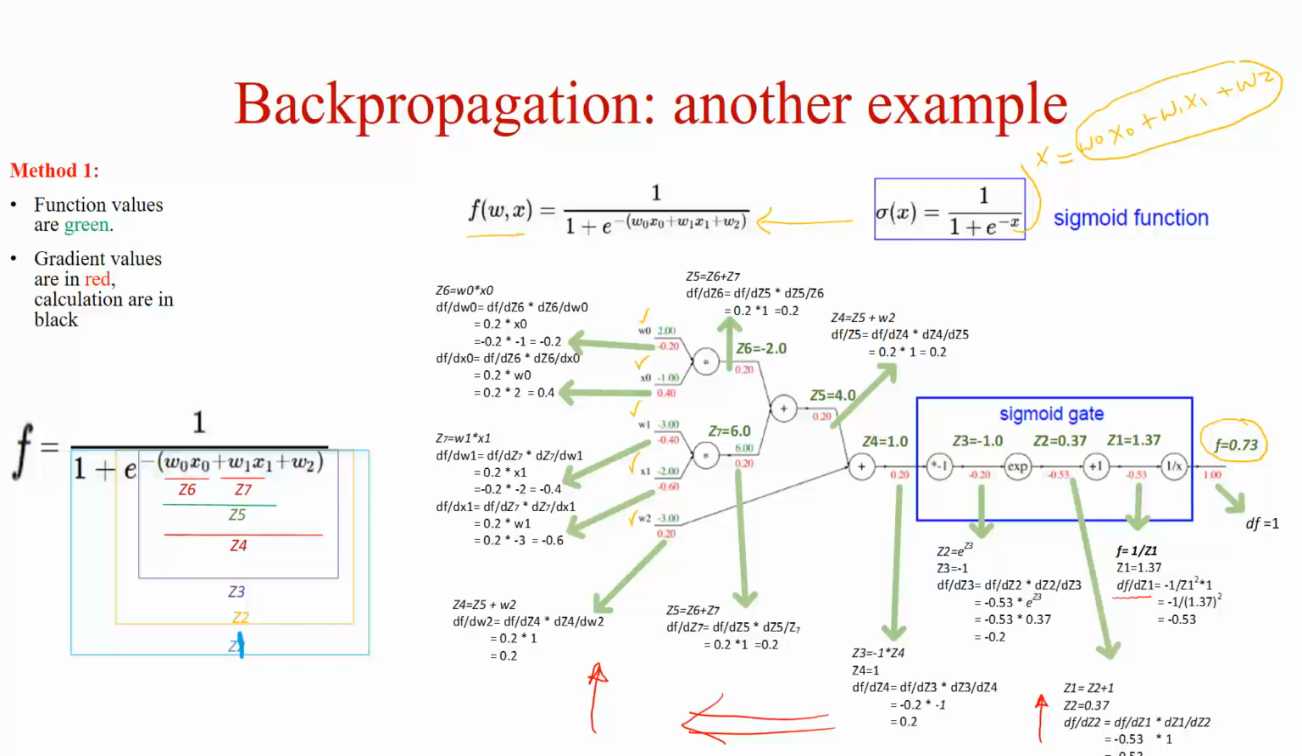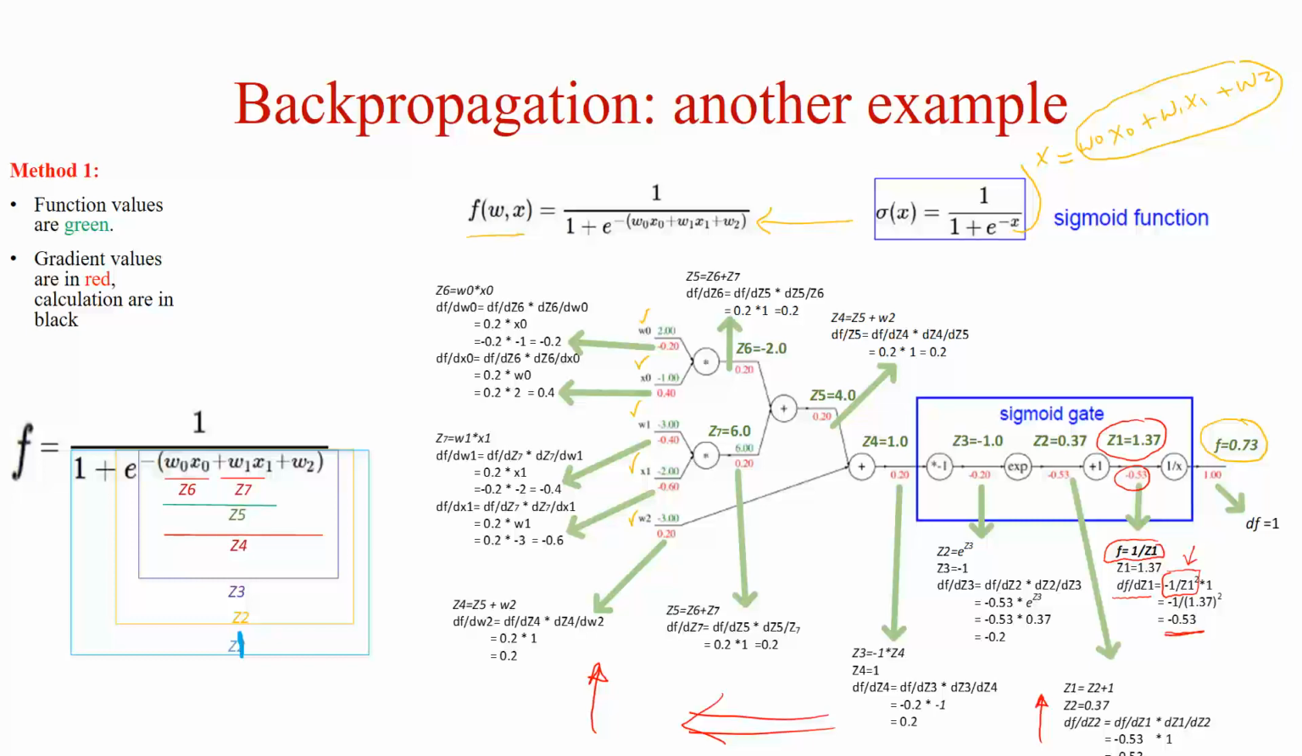Well, for delta f over delta z1, I know that f can be expressed as 1 over z1, so I can compute the derivative as minus 1 over z1 squared. This is the derivative right here. Now, since I have already computed z1 as 1.37, I can plug in 1.37 right here, and I get the derivative value of minus 0.53. And I record this number right here. So what I did right now is compute delta f over delta z1.